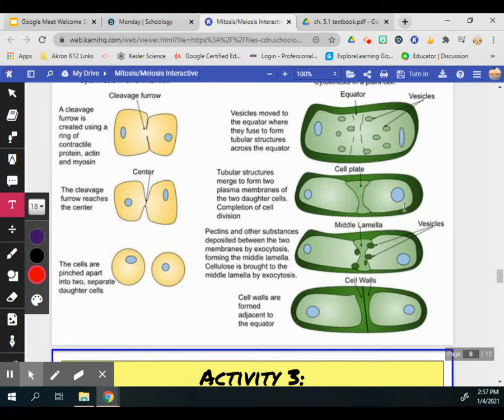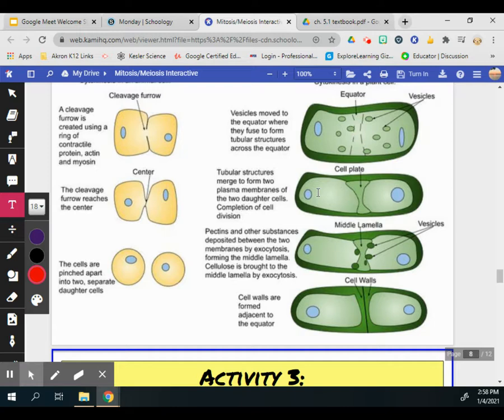Over here, for the plant cell, you have these little bubbles. They're called vesicles. They move to the equator, which is the center of the cell, and they fuse to form this tubular structure across the equator. The tubular structures merge to form 2 plasma membranes, or cell membranes, of the 2 new daughter cells.